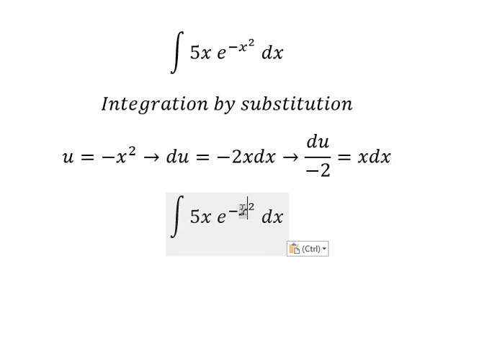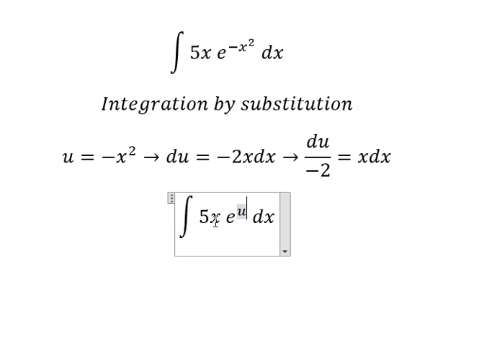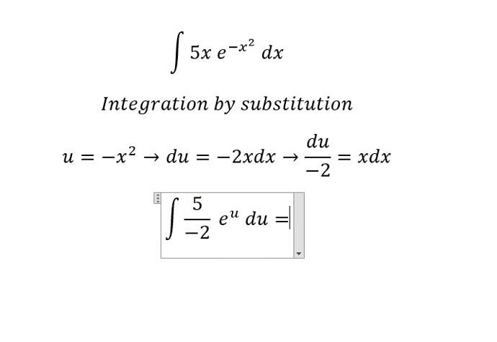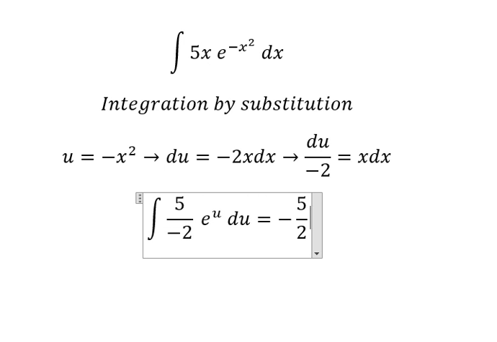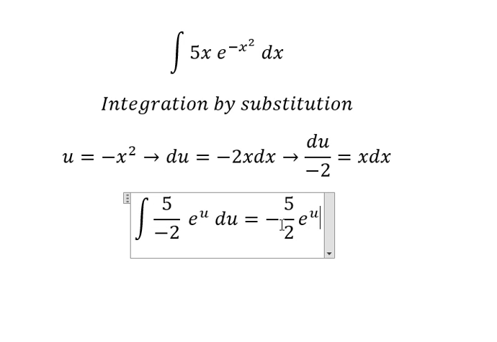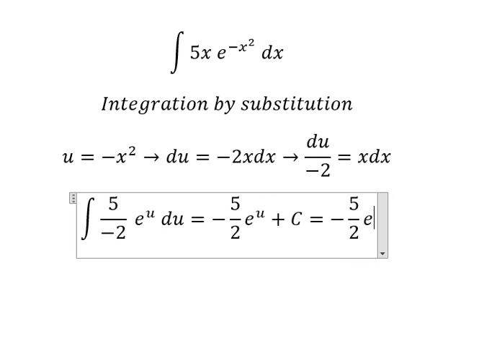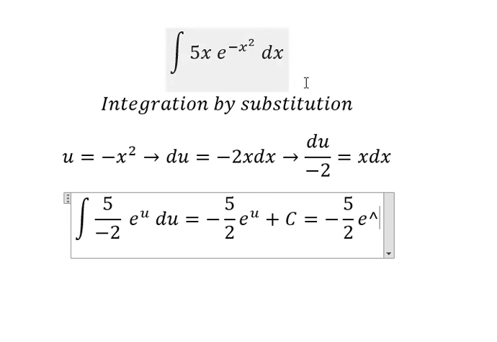So this one we change to u. S dx we change to this one. The integration of this one, we have e to the power of u, and we put c. For u, that is negative s squared.